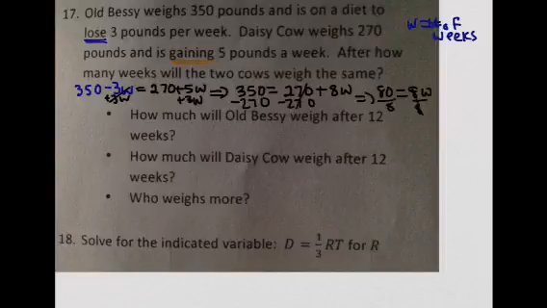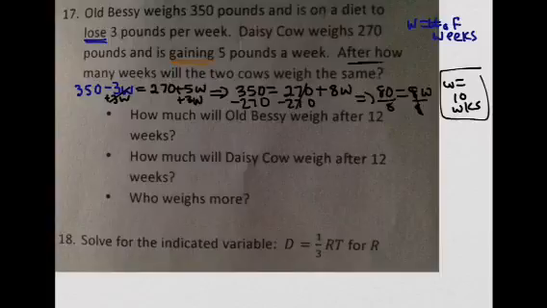So 80 divided by 8 is 10. So at 10 weeks, they're going to weigh the same amount of weight. Okay, that's the answer for this question up here, after how many weeks. Now, how much will old Bessie weigh after 12 weeks? So we're going to take Bessie, which is this part of the equation, and replace W with 12.